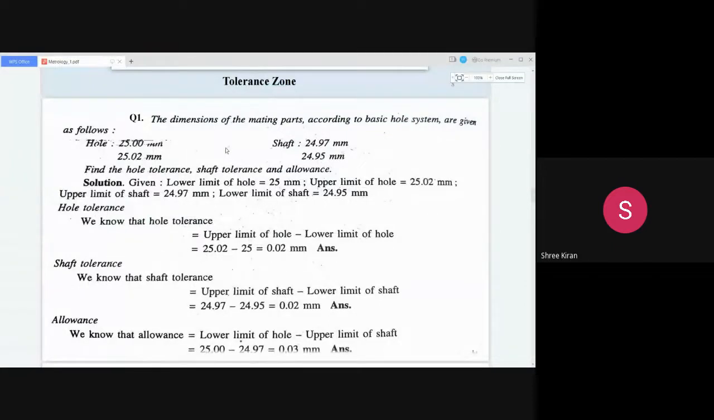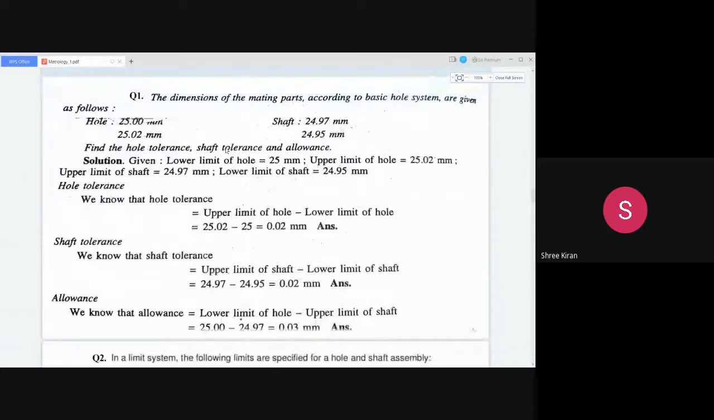The dimensions of the mating parts according to the basic hole system are given as follows, where the hole is 25 mm and 25.02 mm and the shaft is 24.97 mm and 24.95 mm. What we have to find out here is the hole tolerance, shaft tolerance and allowance.